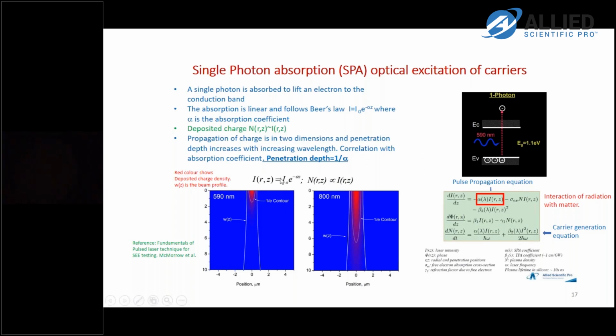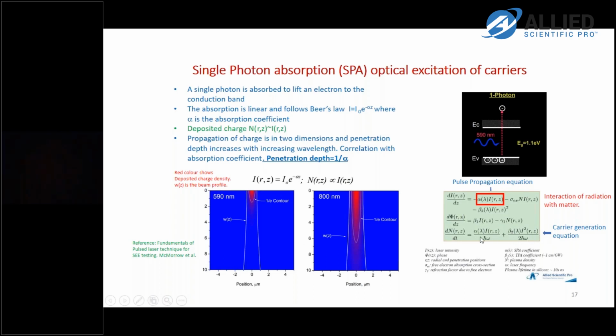And this exponential decay is also observed here, that the beam basically gets weaker and weaker as it goes through the material. It deposits these charges. The red area is showing the charges that have been deposited, and the contour here is where 63% of the charges have been deposited. So that's why we call it the 1/E contour. For a shorter wavelength, 590 nanometer, this is of the order of probably 2 micron. For 800 nanometer, this is about 6 or 7 micron. So the propagation of charge is in 2 dimensions in this case. So it's in a linear XY plane, and penetration depth increases with increasing wavelength and is defined as 1/alpha. So whatever alpha is, 1/alpha would give you how deep it could go into the material.